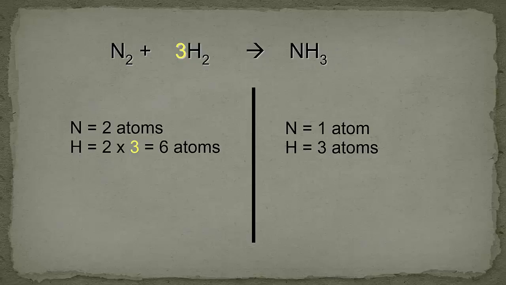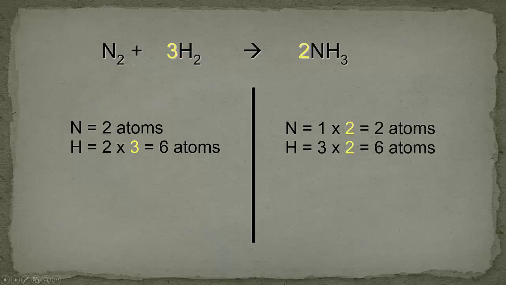Let's try to place 3 here as coefficient of H2. So hydrogen now will become 2 times 3 equals 6 atoms. 6, and on the product side it's 3. So what are we going to do? Maybe we could place 2 here as coefficient of NH3. So 1 times 2 is equal to 2 atoms. 3 times 2 is equal to 6 atoms.